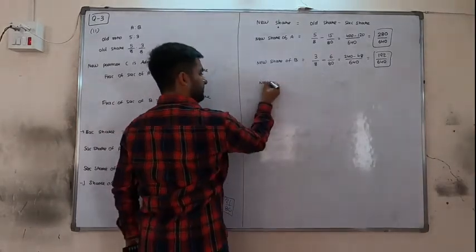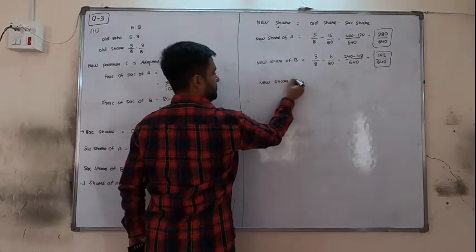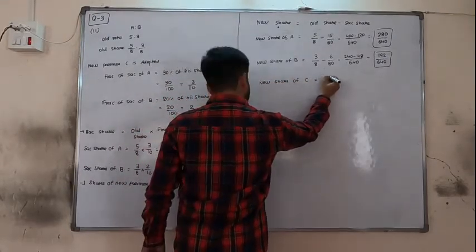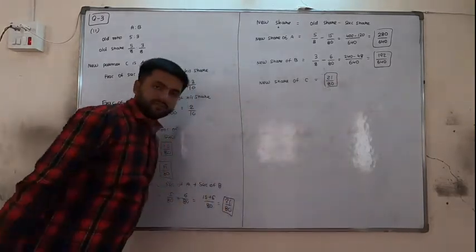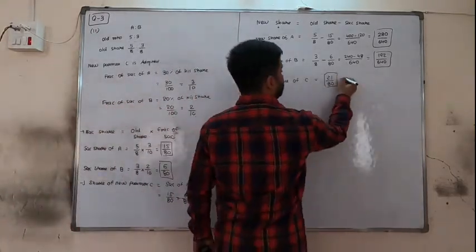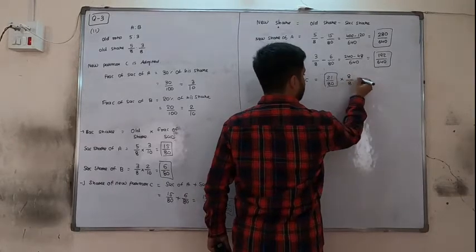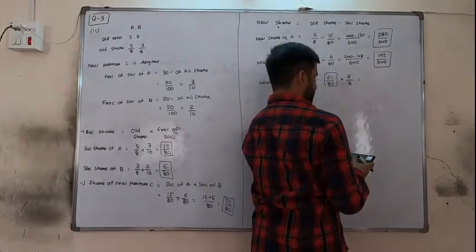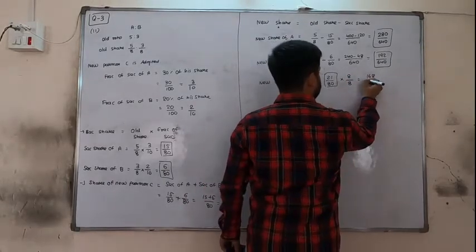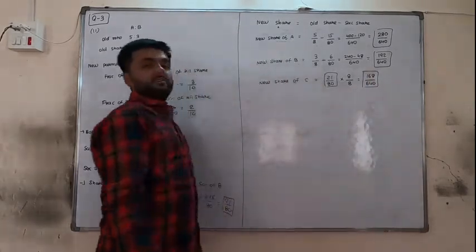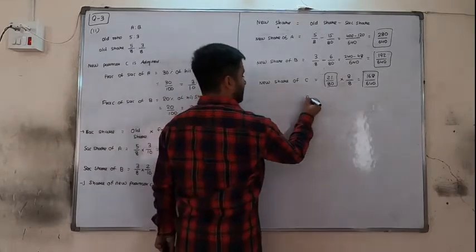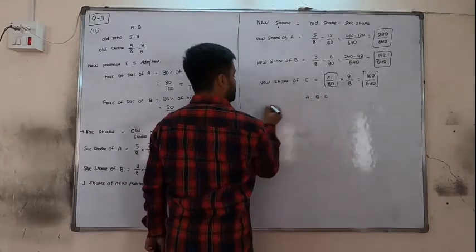Then new share of C. 21 by 80, we have calculated. Now we will simply multiply by 8 to make it 640. So 21 eights are 168 divided by 640. See, now all the denominators are the same. Now A is to B is to C.